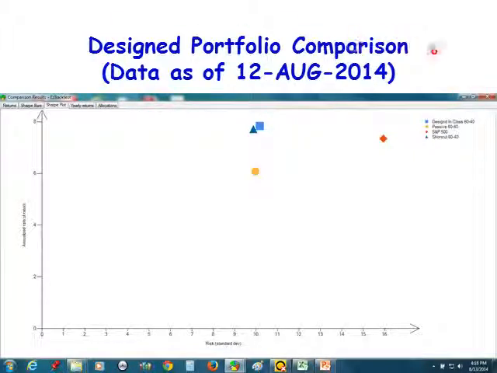Okay, here's the comparison of the portfolios we have so far. So the design portfolio, which is this filled-in square right here, had a higher return and slightly higher standard deviation. Returns are on this axis, and the x-axis is the risk. High return on a slightly higher risk.